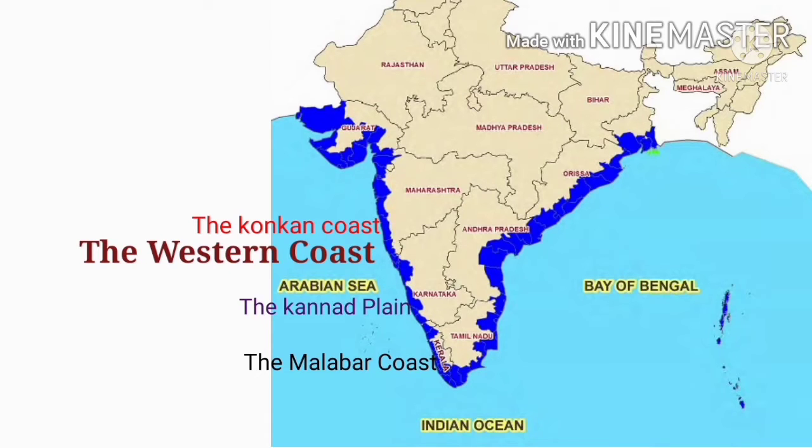So what are the three sections of the western coast? The Konkan coast, the Kannada plain and the Malabar coast. The central part is called the Kannada plain. It includes the coastal plain of Karnataka. The southern part is called Malabar coast. It includes the coastal plain of Kerala. The northern part is called Konkan coast. It starts from Mumbai to Goa. Which is an important occupation of people living on the coastal area? Fishing. Dear students, what we studied now? The western coastal plain.